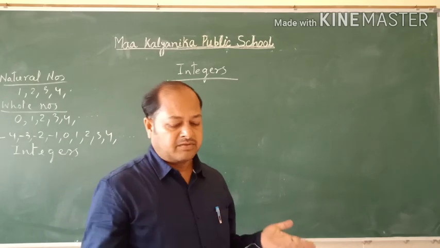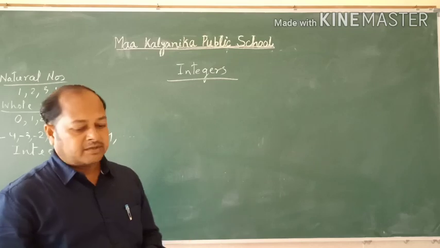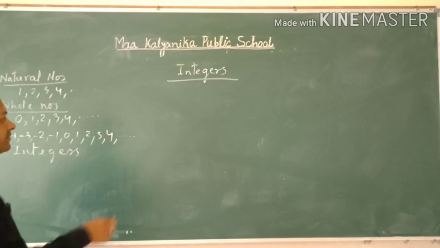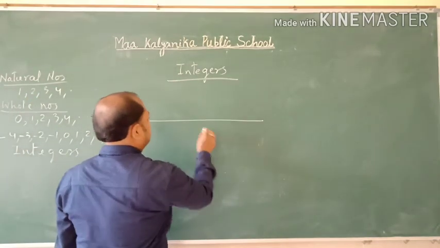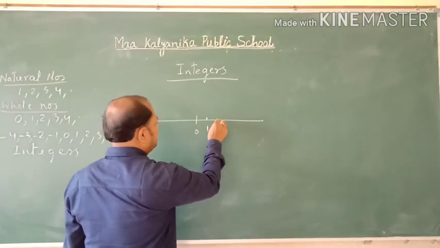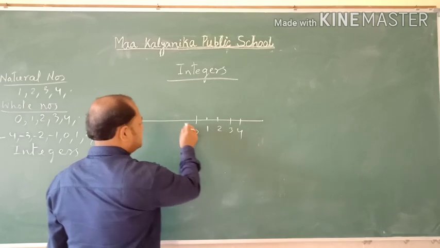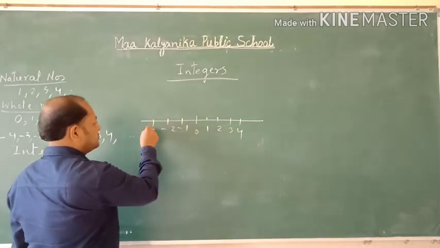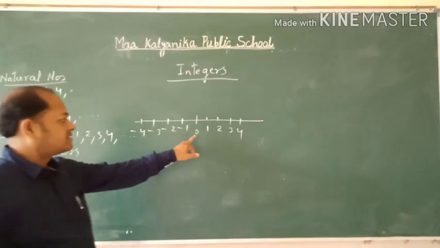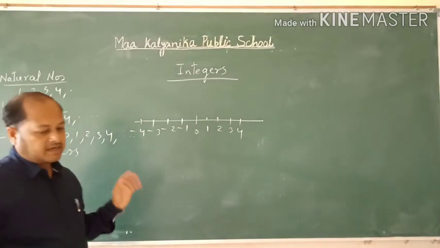Just to remind you, in previous classes we have already covered the number system. Same thing we are repeating again. So now we are going to write what a number line is and how to represent it. Here is a number line. 0 in the center, 1, 2, 3, 4 like this. These are called positive integers, and -1, -2, -3, -4 are called negative integers. And 0 is neither negative nor positive. This is the representation of integers on the number line.